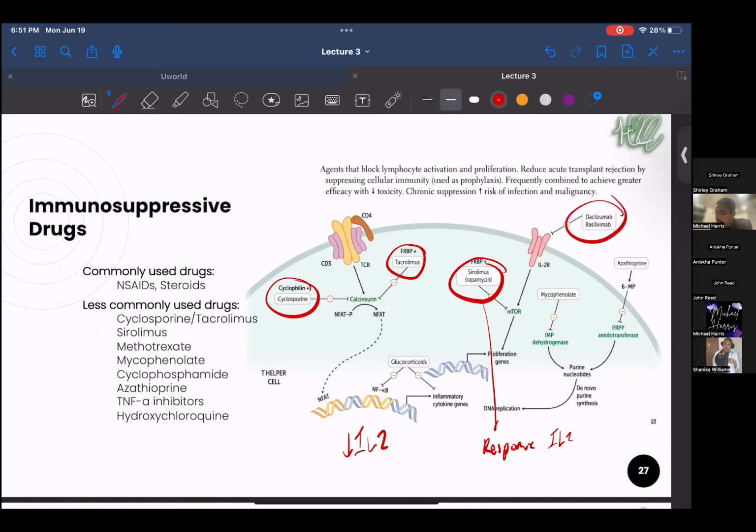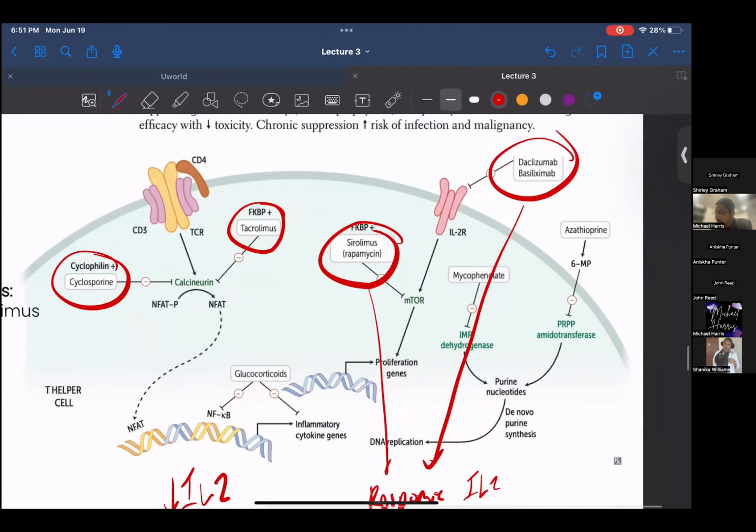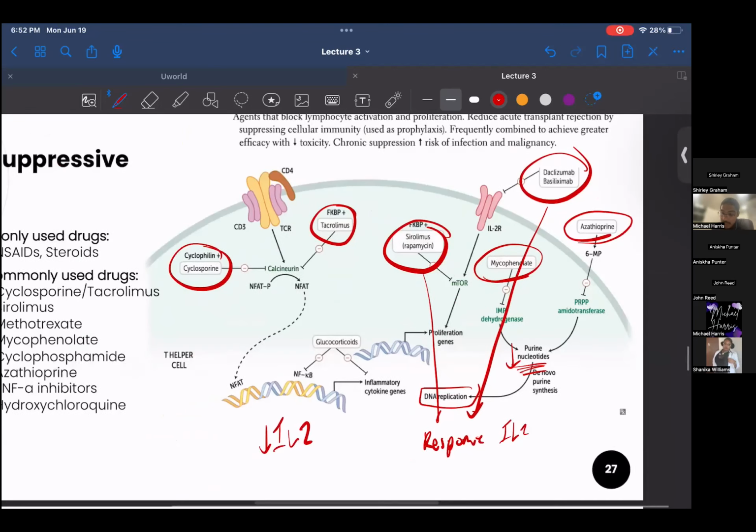Now, daclizumab and basiliximab are the same concept. They're preventing the response to IL-2. And then the last ones are azathioprine and mycophenolate. These have to do with decreasing purine nucleotides, so you can't do DNA replication. If you can't do DNA replication, you can't make new cells.